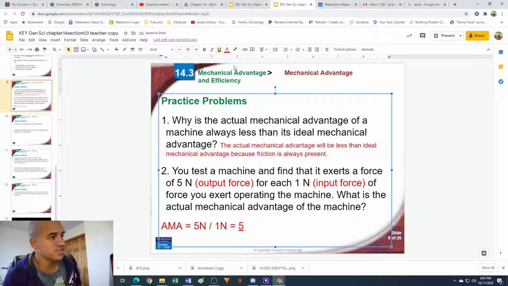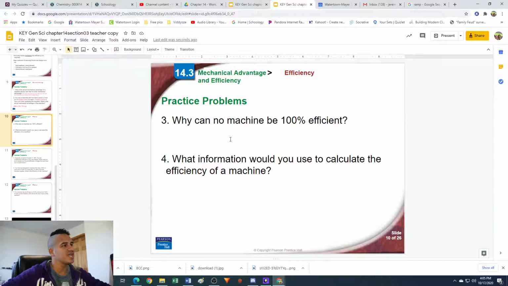And by the way, you'll notice that our mechanical advantage doesn't have any units on it because it's not a number with units. It's actually just a factor of. So basically it's just saying this machine will increase your force by a factor of 5. Okay, it's multiplying by 5, but there's no units on it. So there you go, 5. That's it. All right, number 3, why can no machine be 100% efficient?